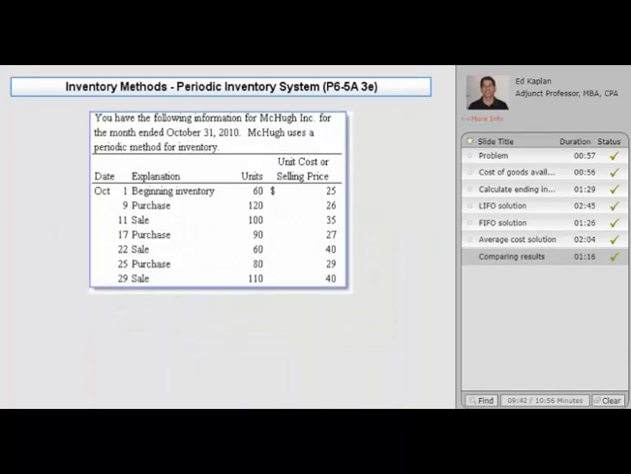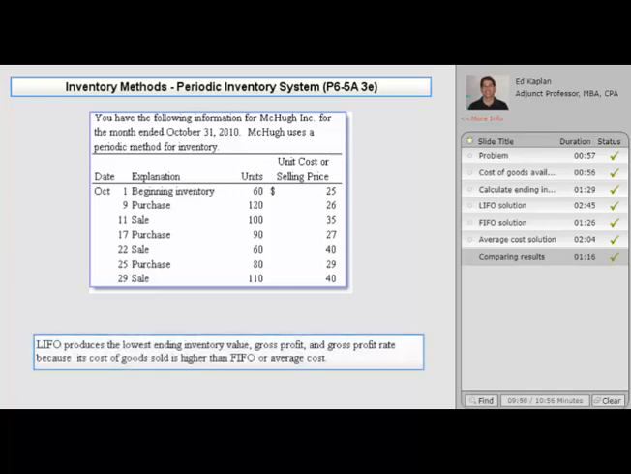The last part of this problem asks us to discuss what we've seen here. And what we've seen is that LIFO produces the lowest ending inventory value, the lowest gross profit, and the lowest gross profit rate because its cost of goods sold is higher than FIFO or average cost.